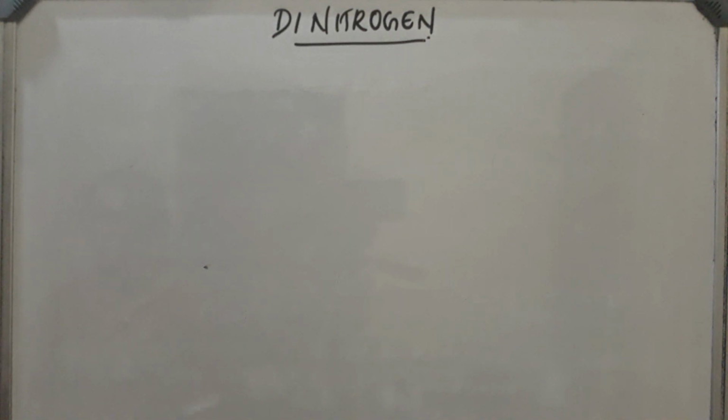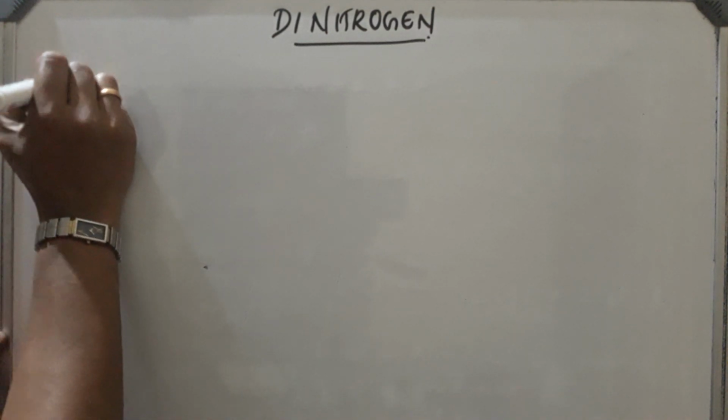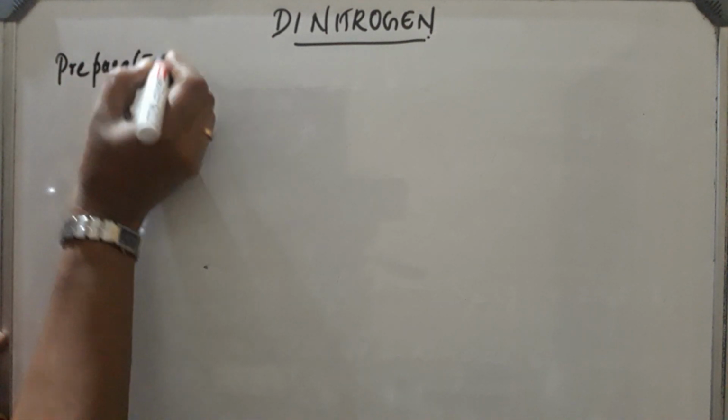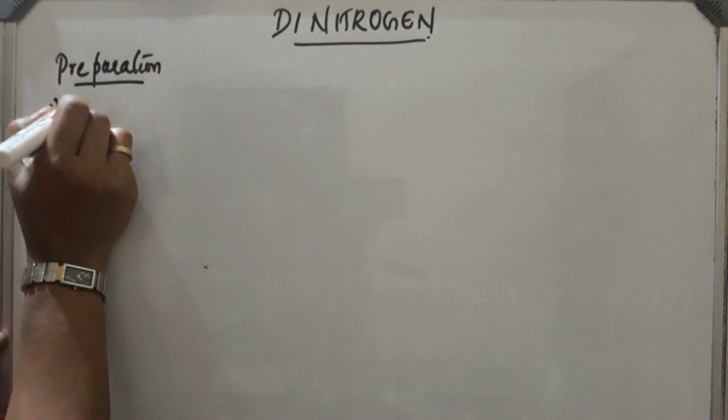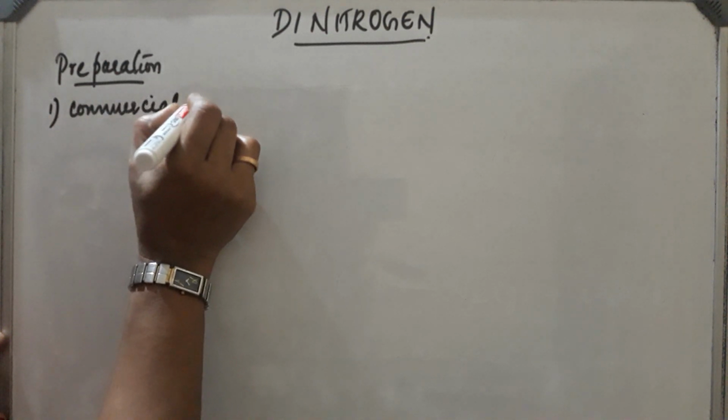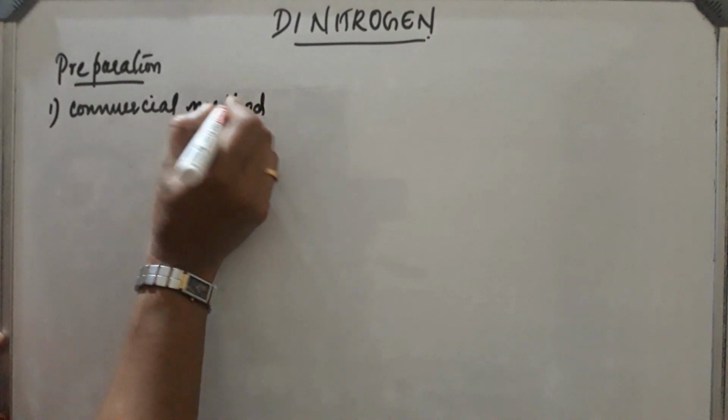Good morning, students. Today's topic is dinitrogen, and we are going to discuss the preparation, properties and uses of dinitrogen. First is preparation, and the first method is the commercial method. How can we prepare it commercially?